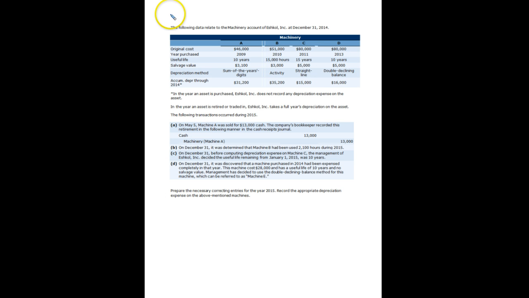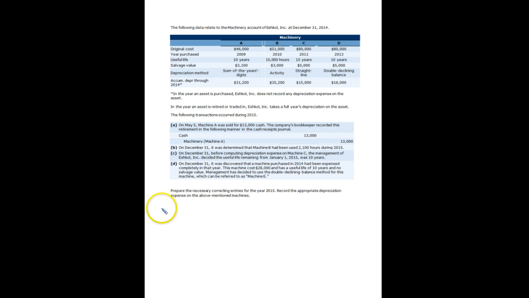Okay. We're going to go now look at problem 3 because it also deals with accounting errors. So in problem 3, we have this information. We've got 4 different scenarios. And then we're going to see it's 2015, and we're to make adjustments or correcting entries for certain items. So the first one says on May 5th, machine A was sold for $13,000 cash, and the company made this particular journal entry. Okay, so we want to see, what do we need to do, because obviously, this company did not record this correctly.